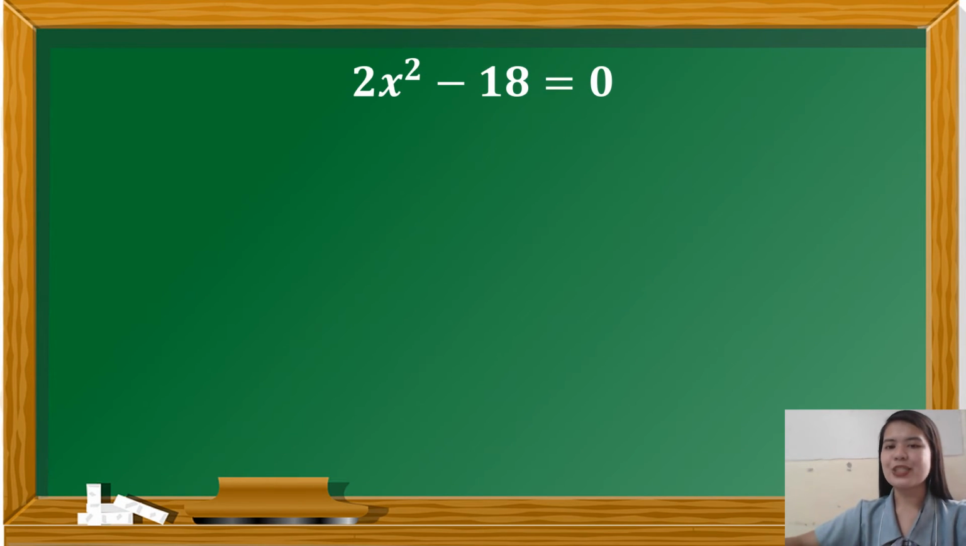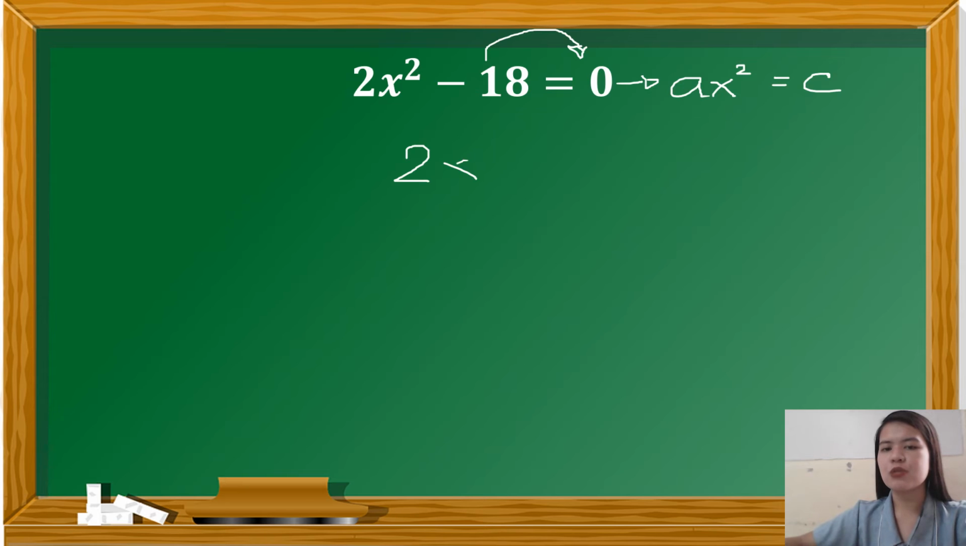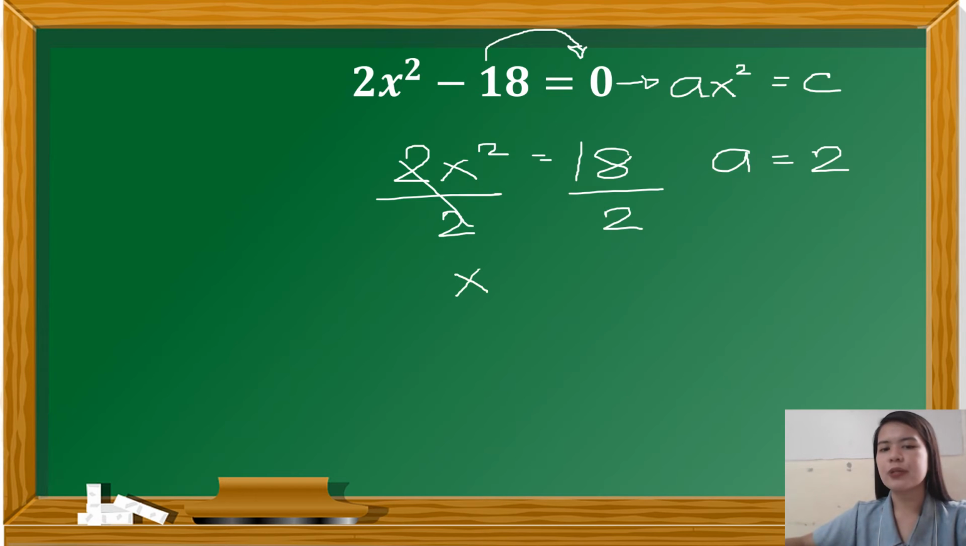Our next example is 2x squared minus 18 is equal to 0. So we have to write this in the form ax squared is equal to c. So negative 18 will be moved to the other side of the equation and it will become a positive 18. So our working equation is 2x squared is equal to positive 18. Now, the value of a is 2. So we have to divide both sides of the equation by 2. 2x squared divided by 2 will lead us to x squared. And then 18 divided by 2 is 9. Now we have x squared is equal to 9.